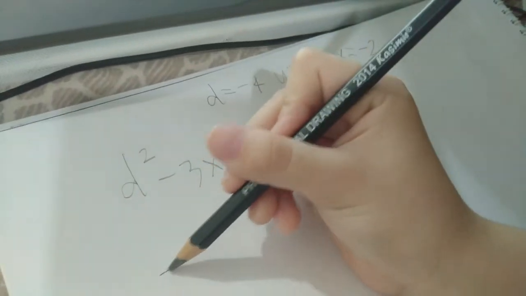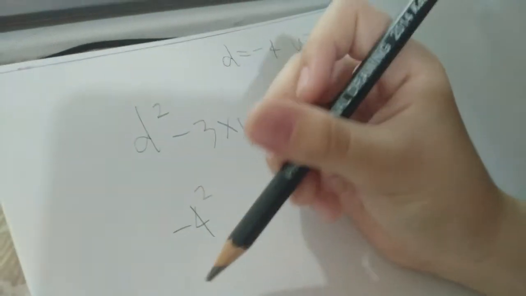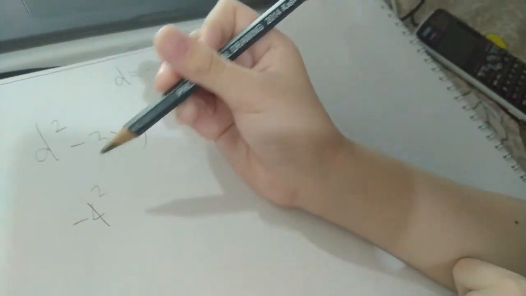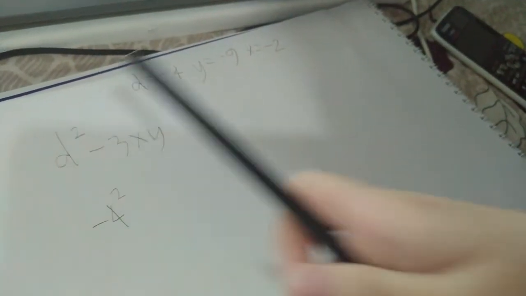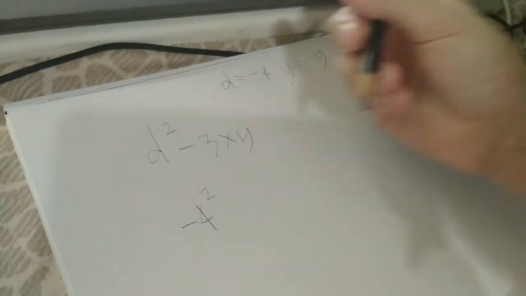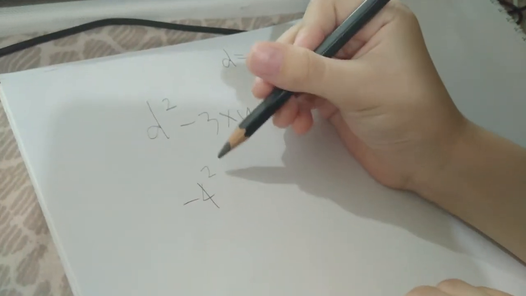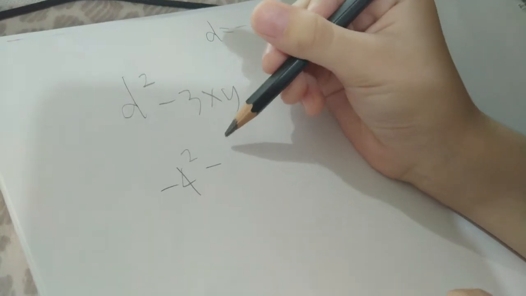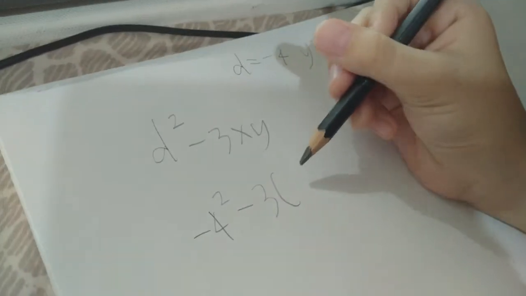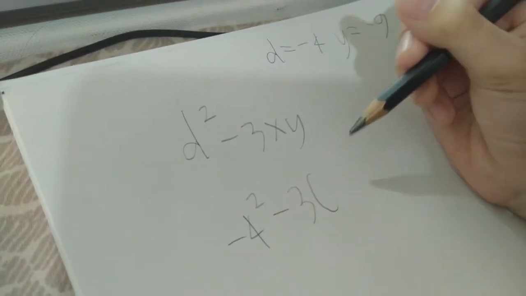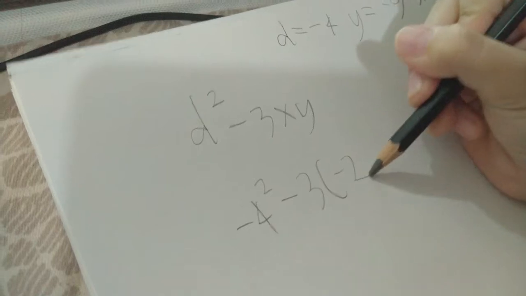D is negative 4. Negative 4 squared is the same as positive 4 squared. It doesn't matter whichever the negative sign is. If it's negative 3 or D minus and so on, it doesn't matter. So we do negative 4 squared, since D equals negative 4, and since y equals negative 9, we do minus 3xy, okay? 3 parentheses, then what is the x? I know, x is negative 2.